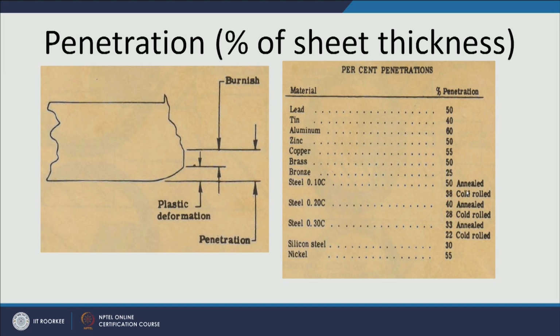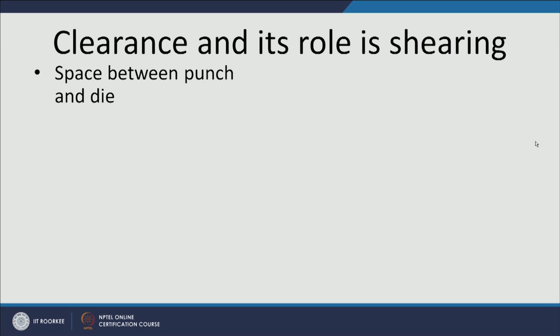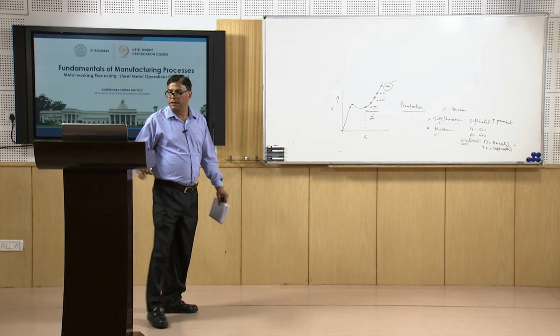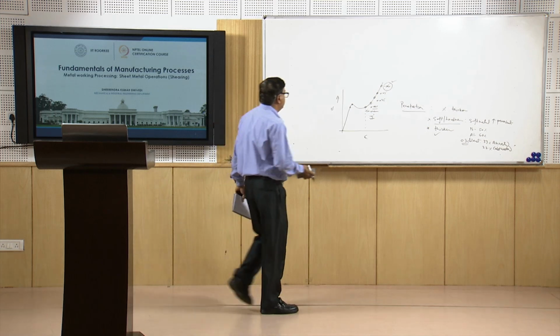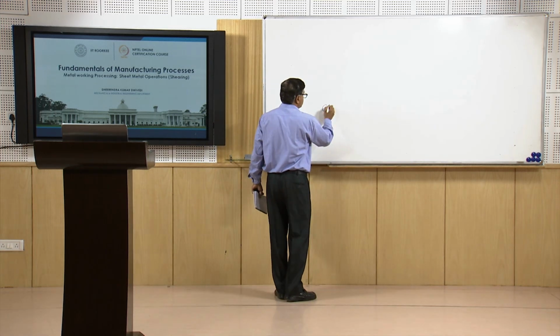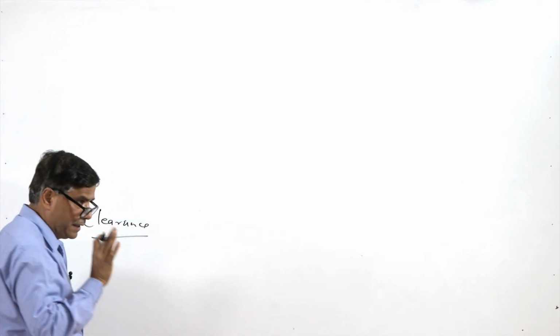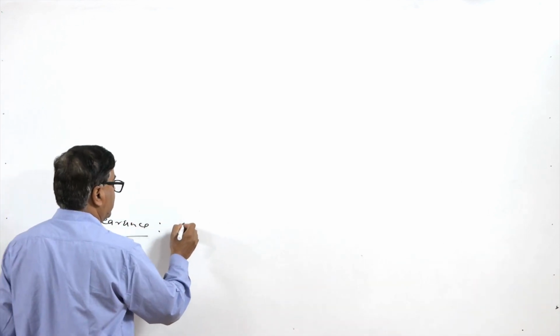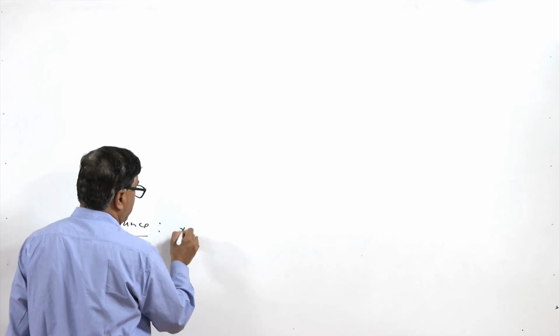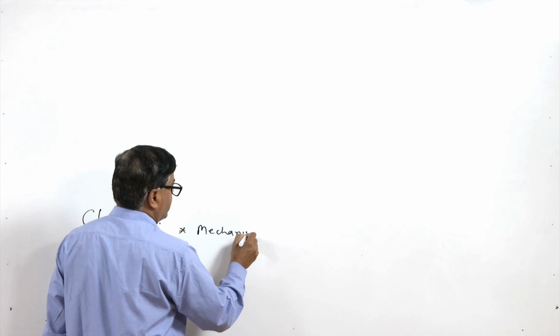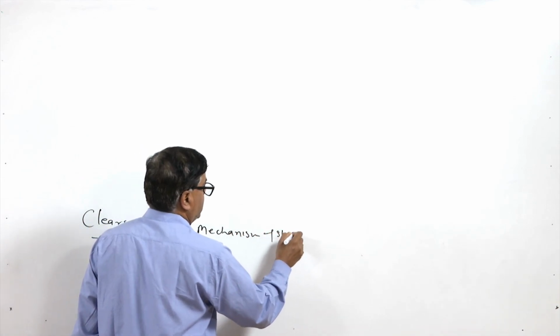So, depending upon the thickness and the hardness of the material, a different amount of penetration is required. Now, another important thing is the clearance, which facilitates the proper shearing of the metal. As I said, the clearance significantly governs the kind of cut edge. So the role of the clearance is in how it affects the mechanism of the shearing.